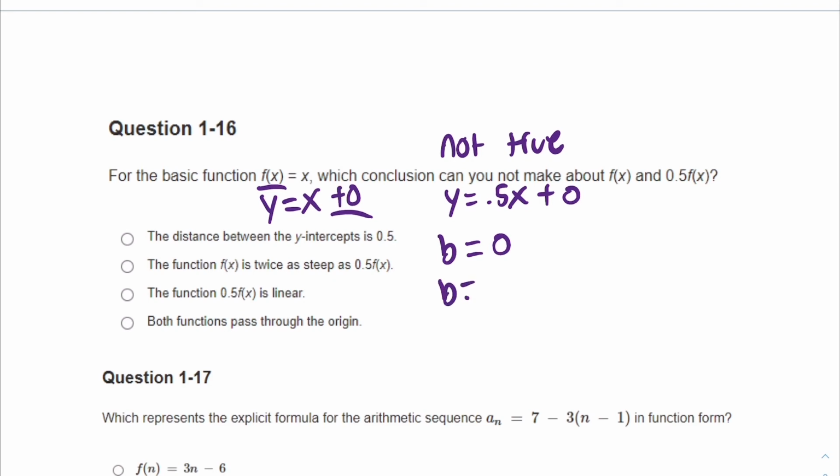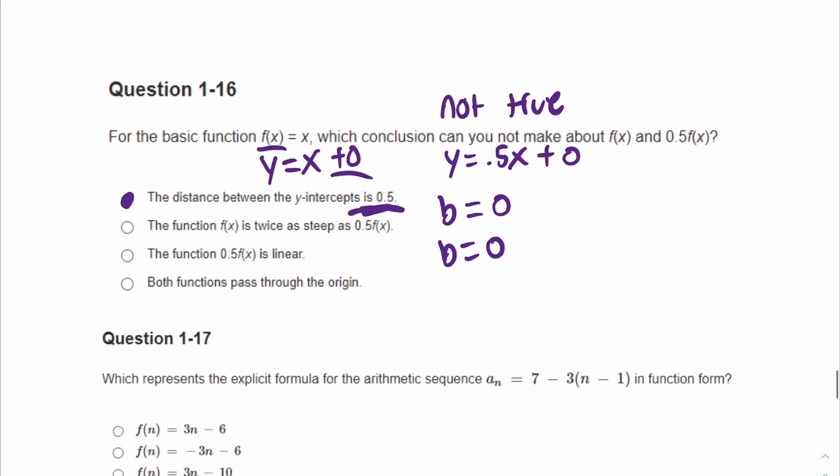And if both of them have the y-intercept as 0, then why would there be a distance between those 2 points? Those are going to have the same y-intercept. So that's not true.